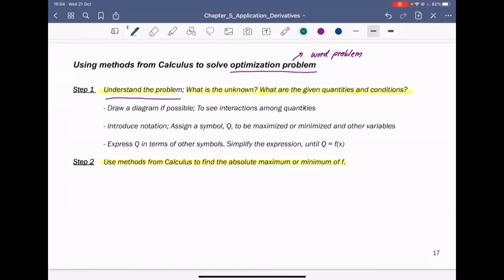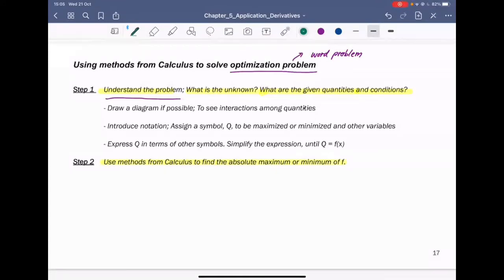So last time I told you that optimization comes in the form of word problems. The first thing you have to do is read it carefully, and then figure out what your unknown is, what your given quantity is, and what your condition is. After that, you're trying to construct a function in one single variable, and you're trying to maximize or minimize that function. Does it make sense? And then the solution is the one that solves the optimization problem.